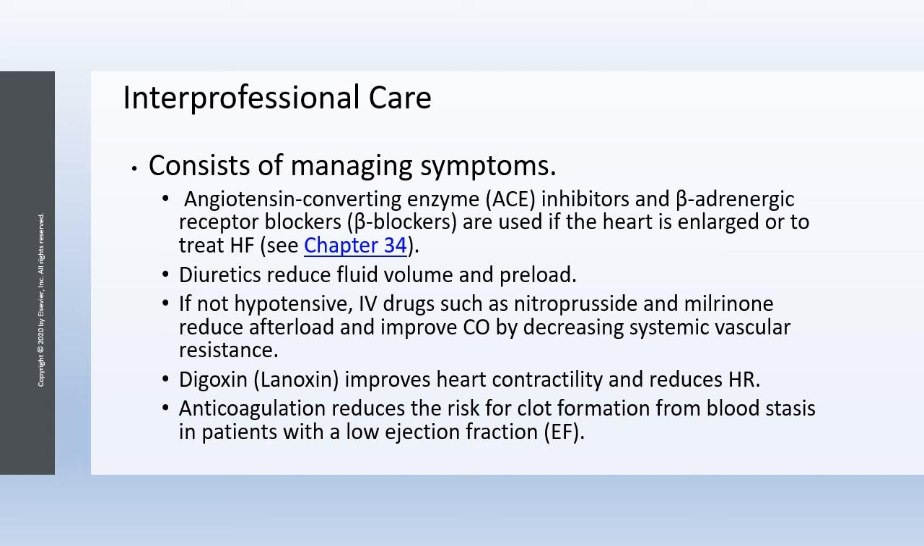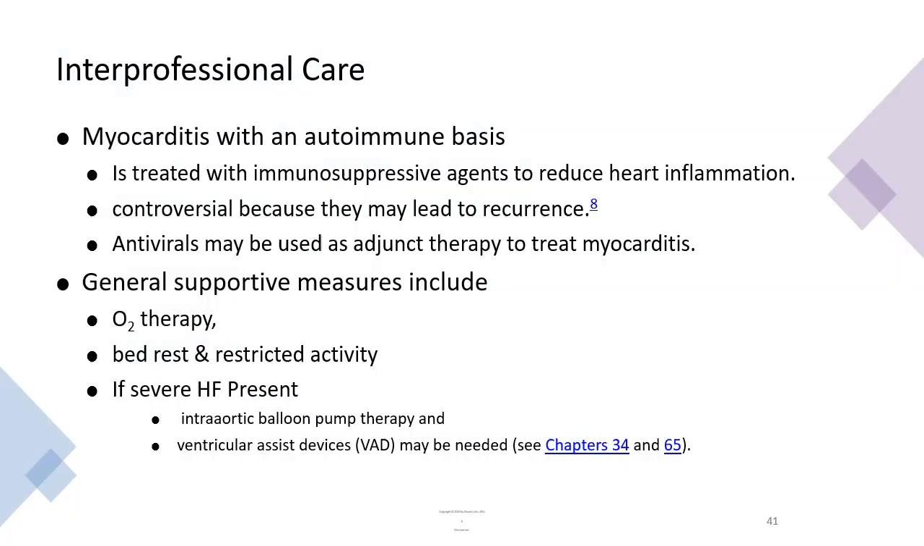It's used cautiously in patients with myocarditis because of increased sensitivity to dysrhythmias and the potential for toxicity. Anticoagulation reduces the risk of clot formation from blood stasis in patients with low ejection fractions. Myocarditis with an autoimmune basis is treated with immunosuppressives. These drugs reduce inflammation and damage. However, the use of these drugs for the treatment of myocarditis is controversial because they may lead to recurrence. In some instances, antivirals may be used as an adjunct therapy to treat myocarditis.